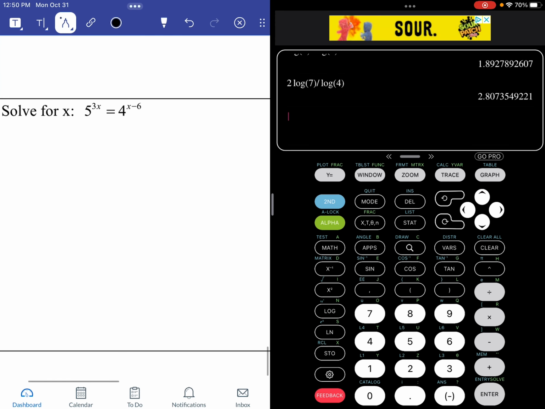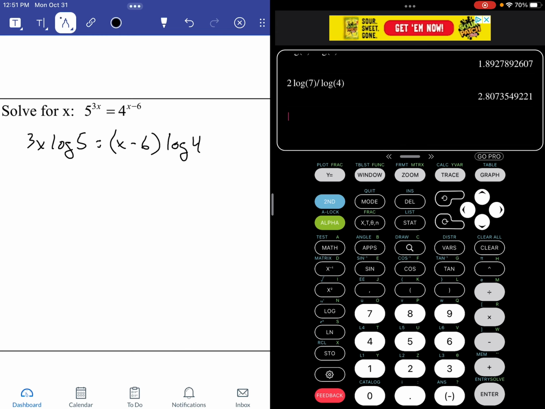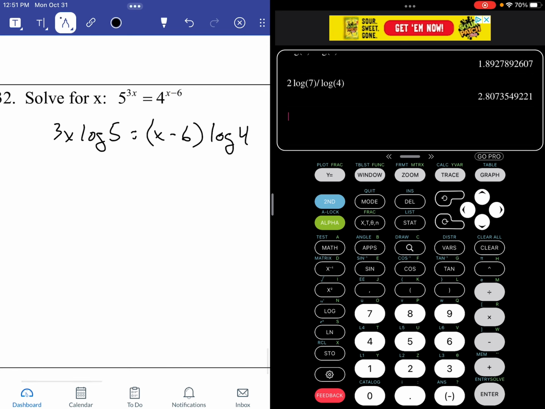Now we're getting a little more complicated. I'm going to have 3x log of 5 equals x minus 6, and I'm going to put that in parentheses, log of 4. This one's a little more complicated because we have x's on both sides of our equal sign. Okay, so what we're going to do, we're going to distribute the log of 4 to the x and -6. So I have 3x log of 5 still on the left equals x log of 4 minus 6 log of 4.